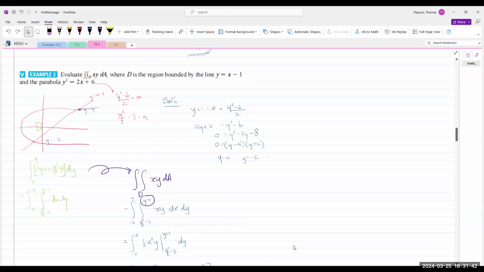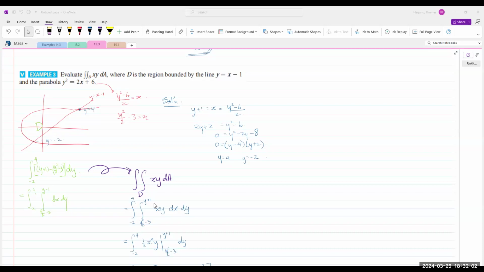Well, anyway, I show you the humanity of me. As a human, I make mistakes. But because I show my work properly, I can easily fix it, right? Okay, that's example 3. Let's see example 4.